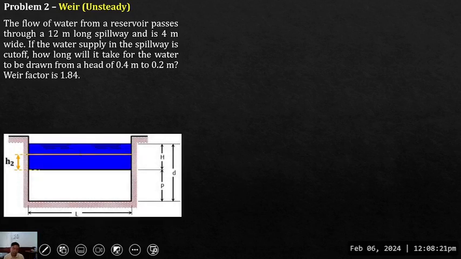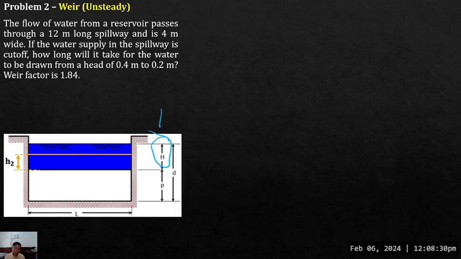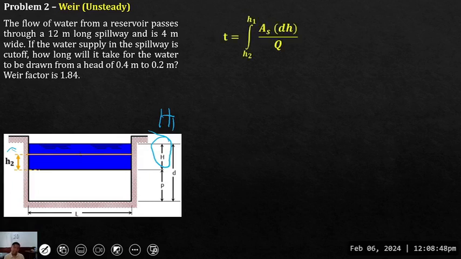So ito yung mukha ng ano natin. So yung H, capital H, ito. Yan yung original head. We call that H1. Tapos ito naman, ito yung H2, yung final head. So after maputol yung supply ng tubig, so obviously, bababa yung level ng tubig natin. So ang tanong is, how much time yung kailangan dyan, para ma-draw or bumaba ng at least 0.2 meters.